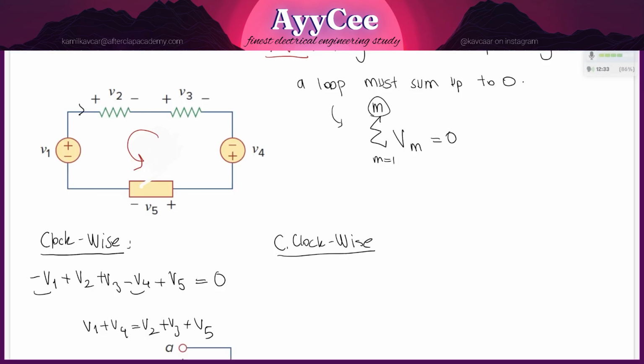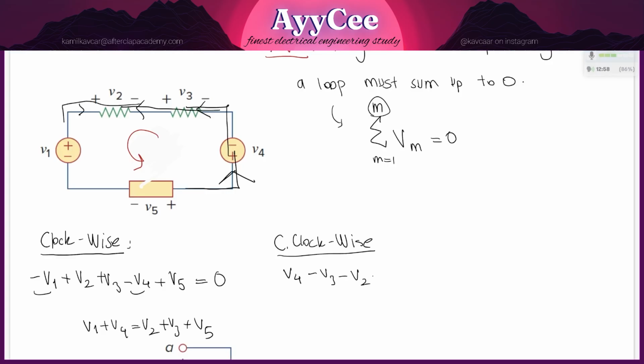Again, take my pen. This time we have a different direction, and let's follow that direction. This is the direction. This time, we are entering element 4 from the positive terminal, so that's going to be positive V4. Then we are entering element 3 from the negative terminal, so that's going to be negative, not plus. Let me delete that. This time, we're going to have minus V3. As we follow the path, we enter element 2 from the negative terminal, so that's going to be minus V2.